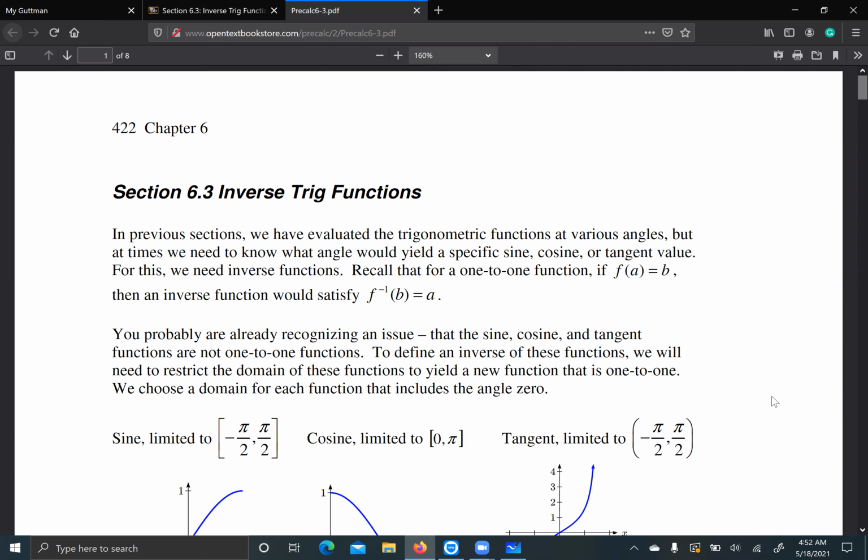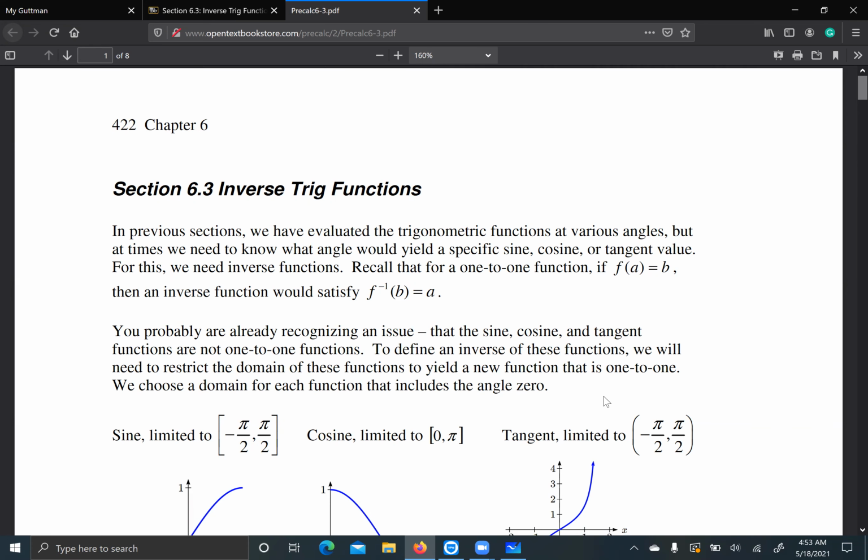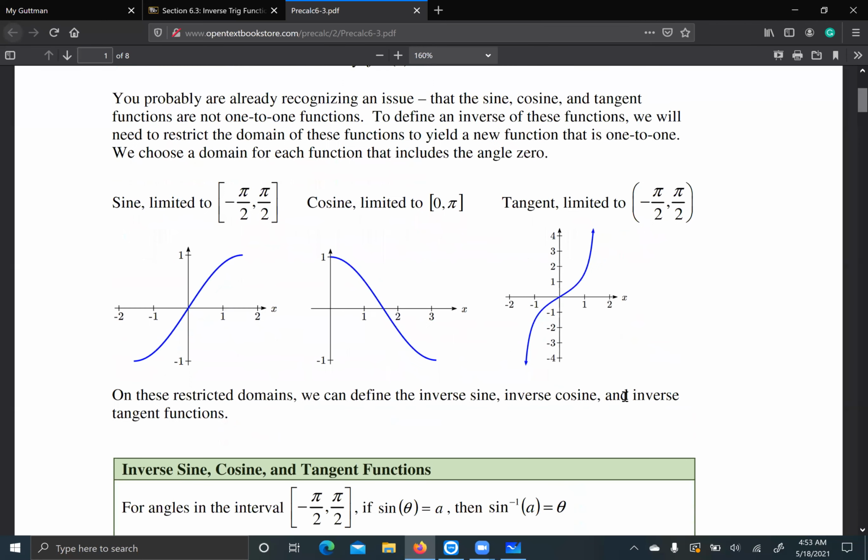If a function is one-to-one, then if you simply switch the input-output values, that new function is called the inverse function. But perhaps you notice that none of these trig functions are one-to-one. So none of them has an inverse unless we restrict the domain. So to define an inverse trig function, we have to restrict the domain, and this is the way we restrict it.